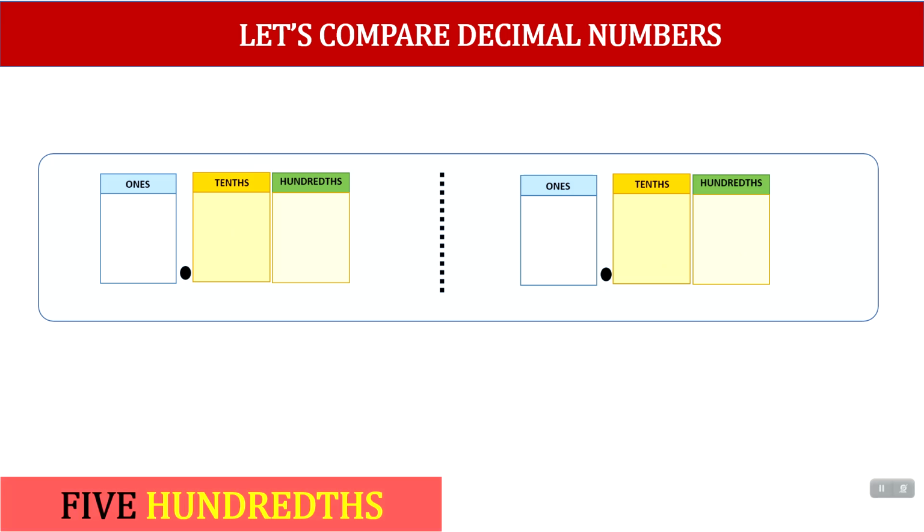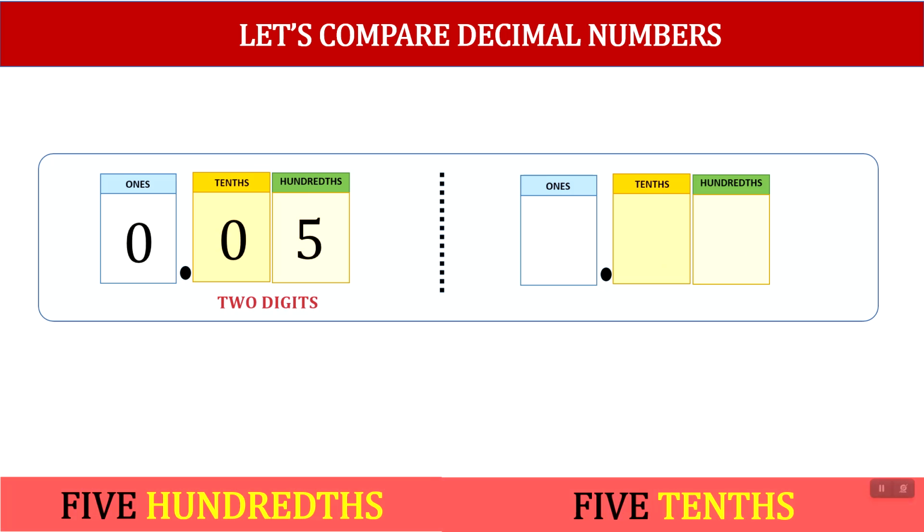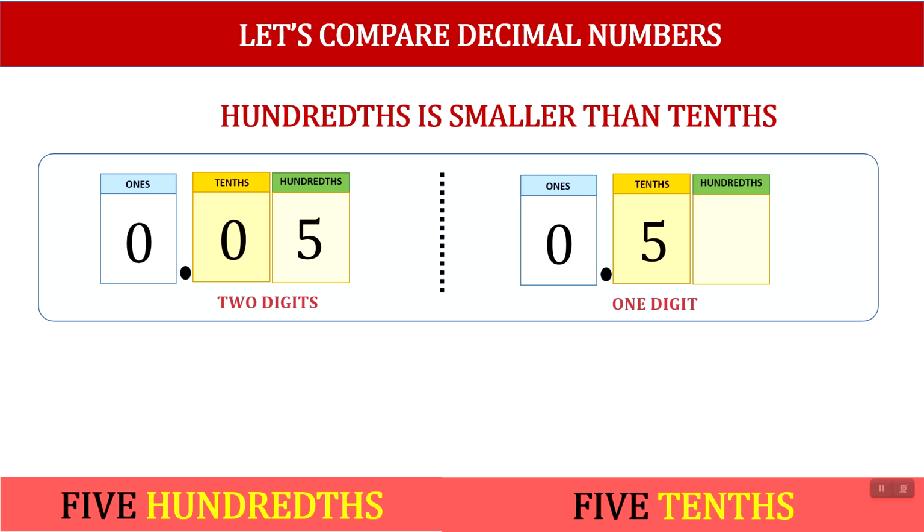Now let's look at 5 hundredths, which we can represent by 0.05. It occupies two digits after the decimal. And 5 tenths is 0.5. 5 is in the tenths column. It has one digit after the decimal point. We know that hundredths is smaller than tenths. The digit in the hundredths column is smaller than the digit in the tenths column.